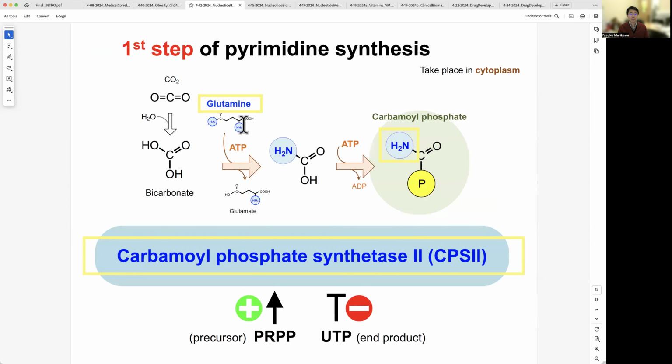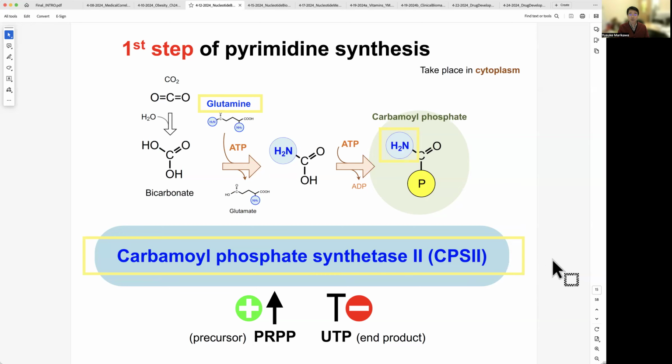Know the names of these two amino acids: glutamine and aspartate, and CO2. The first step is to put glutamine and CO2 together to make carbamoyl phosphate. If you look at this step, the amino group of carbamoyl phosphate comes from glutamine's NH2. That's what you need to know. This enzyme is carbamoyl phosphate synthetase 2, CPS2.